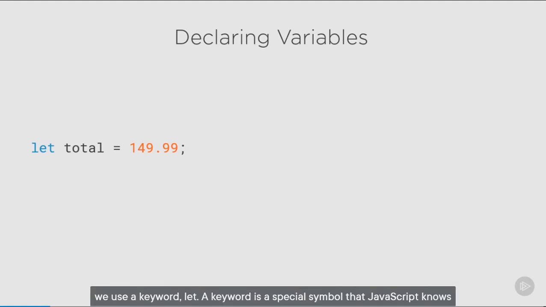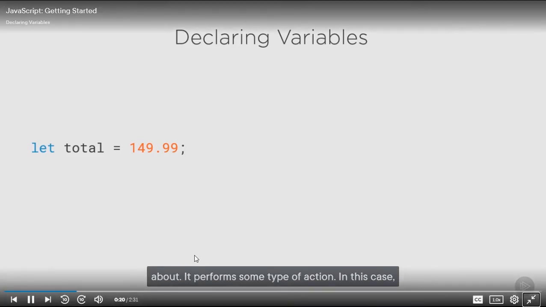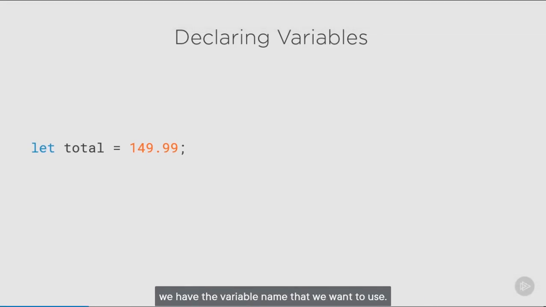When we declare a variable, we use a keyword, let. A keyword is a special symbol that JavaScript knows about. It performs some type of action. In this case, let allows us to declare a variable. And after the keyword let, we have the variable name that we want to use. And there are certain rules for creating variable names, and we'll cover those shortly. But for now, just know that you can use any word for your native language.